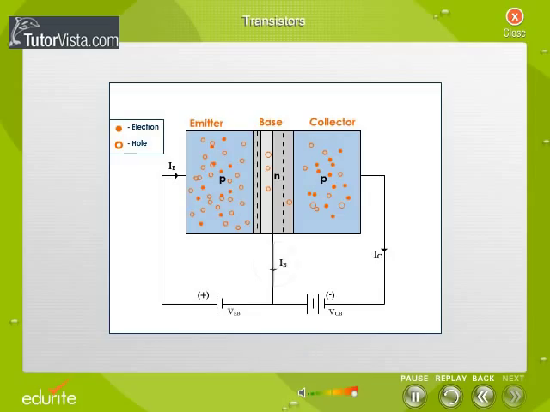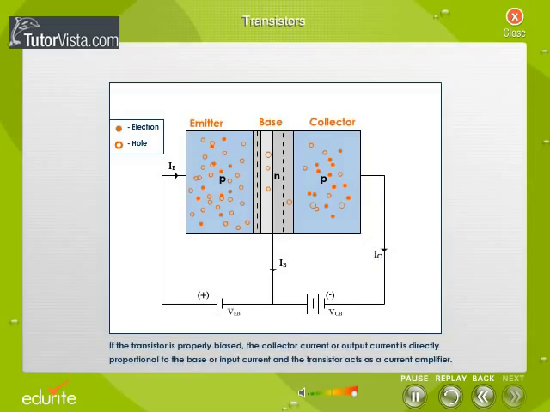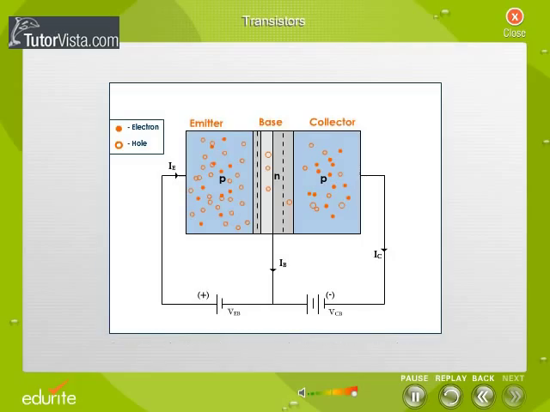This base current IB is very small, but a small change in it can significantly change the collector current IC. If the transistor is properly biased, the collector current or output current is directly proportional to the base or input current, and the transistor acts as a current amplifier. Thus, the transistor may be used to amplify a small signal.